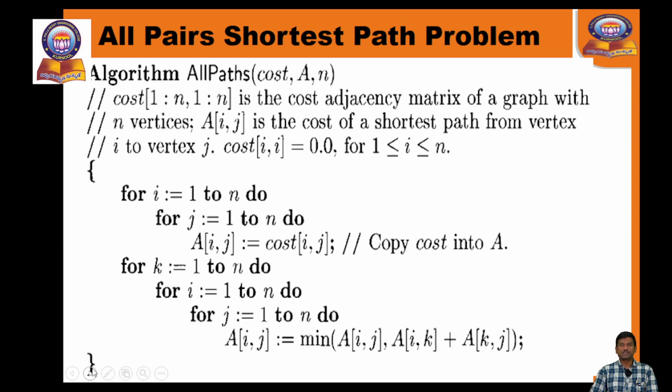And coming to the next iterations, where you need to find at every stage what is the optimal solution to reach every pair of the vertices. So for this you'll be using 3 nested loops, that is k equal to 1 to n do, i equal to 1 to n do, and j equal to 1 to n do, and then you'll be using the computation statement A[i][j] equal to minimum of A[i][j] comma A[i][k] plus A[k][j]. What does this mean?